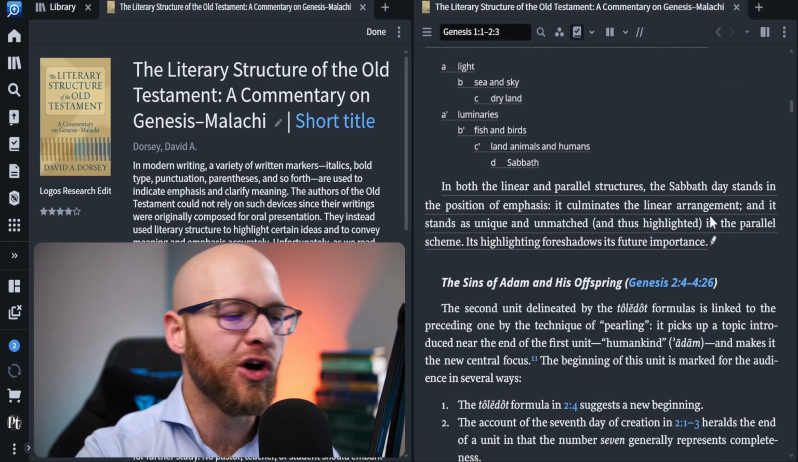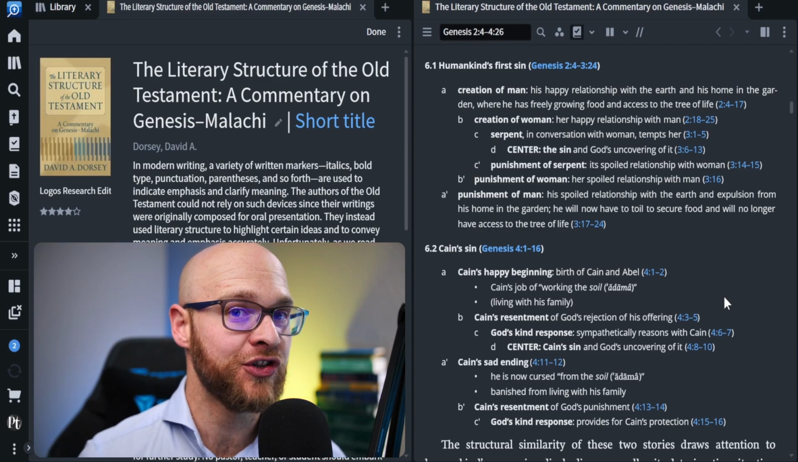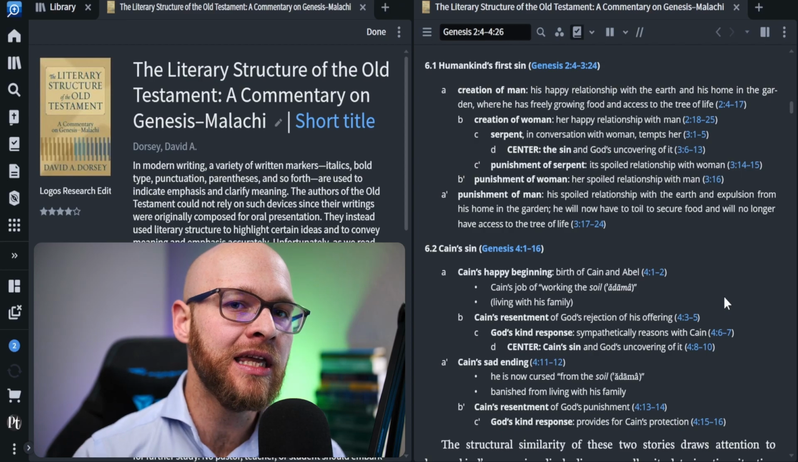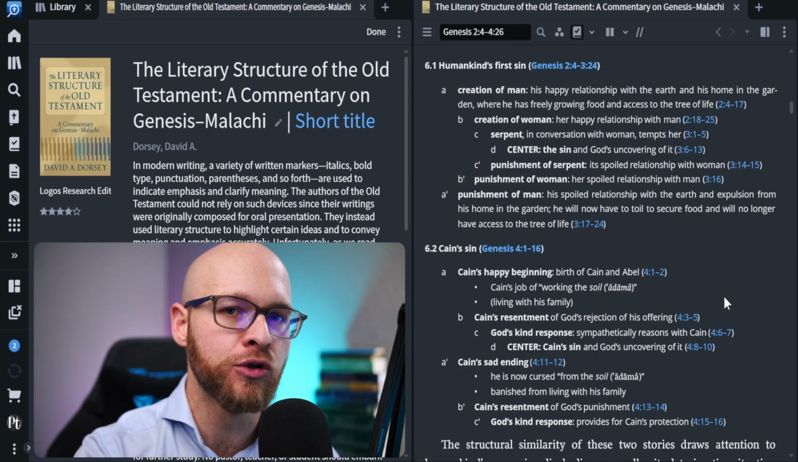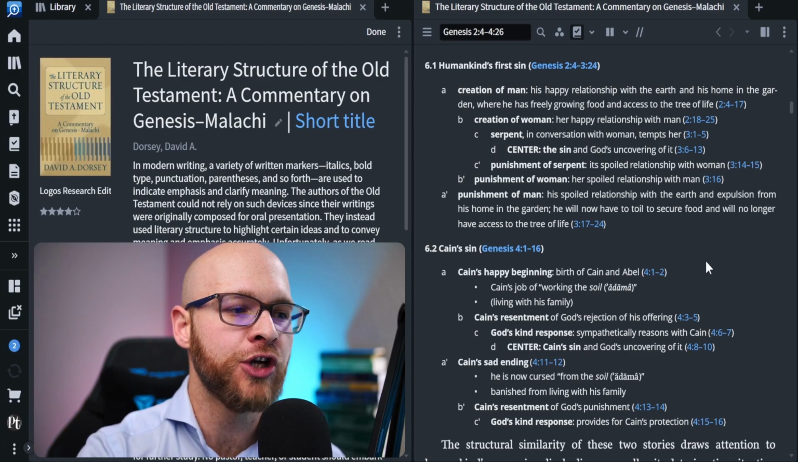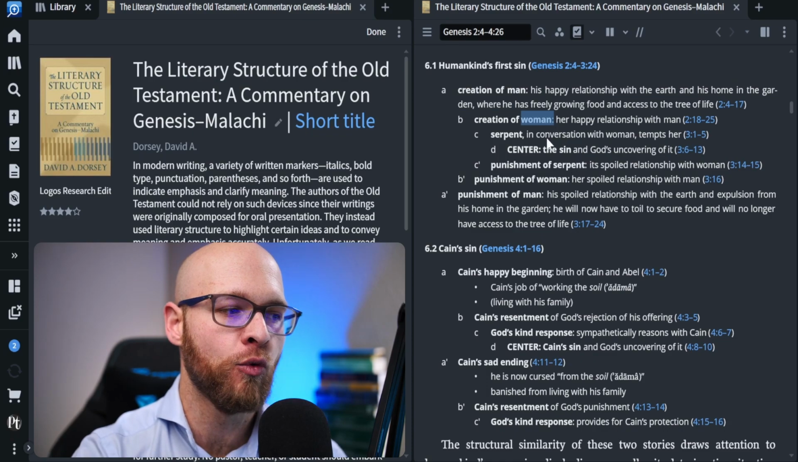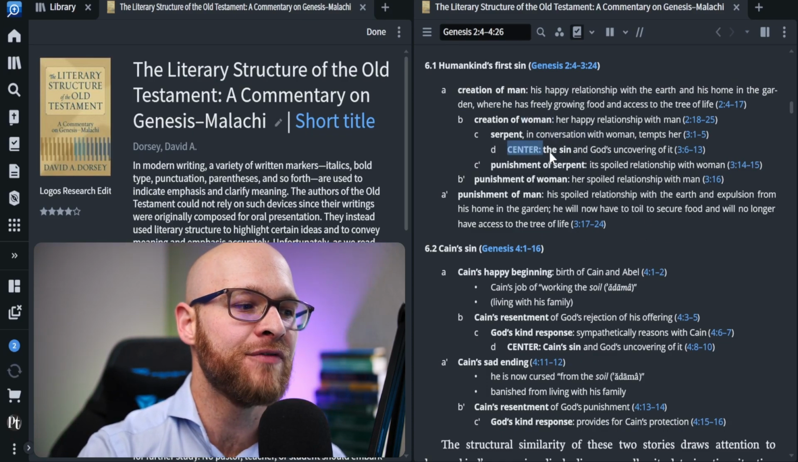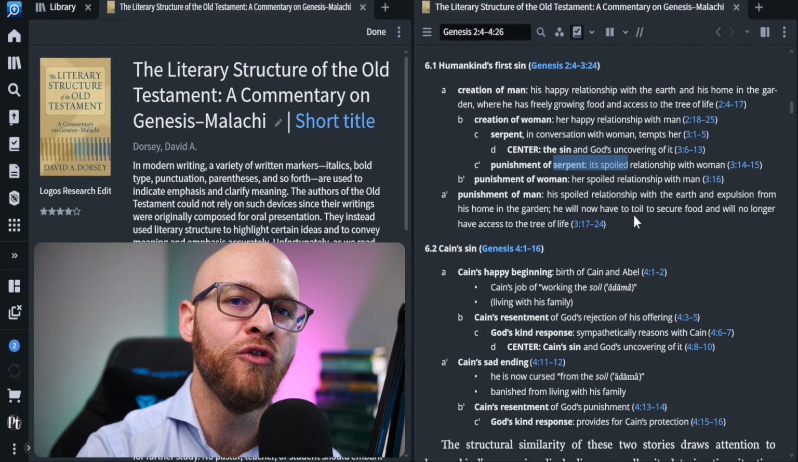Or let's go ahead and look at Genesis 2 and 3 and the fall of man. You may not have noticed this ahead of time, but this is actually structured as a chiasm. And in a chiasm, the center of the structure is actually the most important point. So if you start in Genesis 2:4, you see that we have the creation of man, you move inward to the creation of the woman, and finally the serpent in conversation with the woman. Then we have the center, the sin and God's uncovering of it. And finally, we move back outwards.